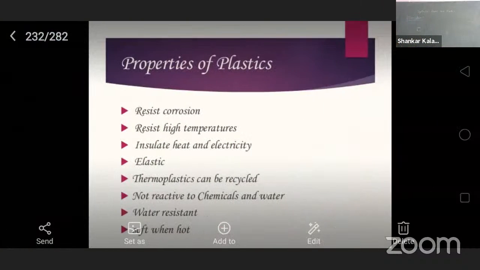What are the properties of plastic, students? Most people use plastic things, right? For example, if I go to the shop I use plastic, and while going to school or office, I carry food in a plastic box, right? First, you see that plastics resist corrosion.